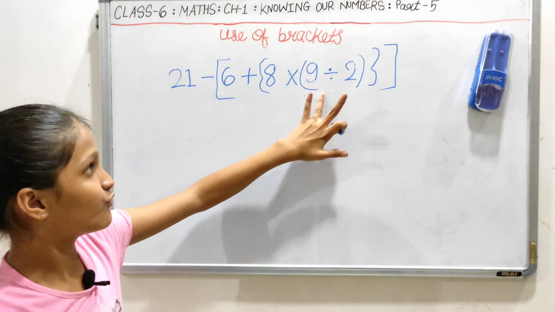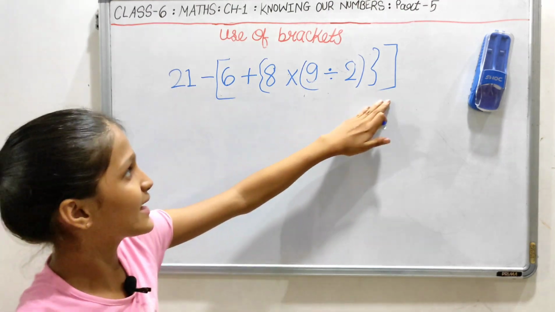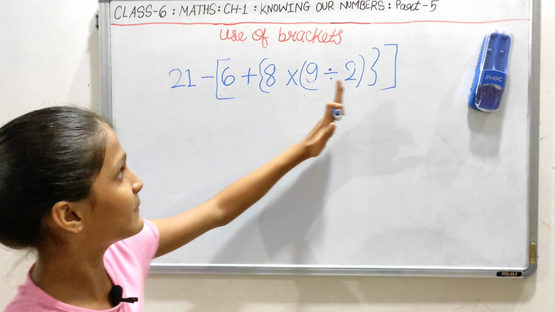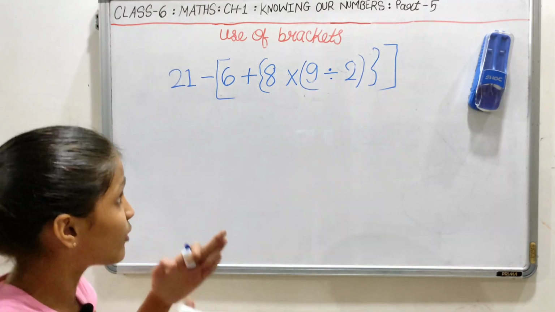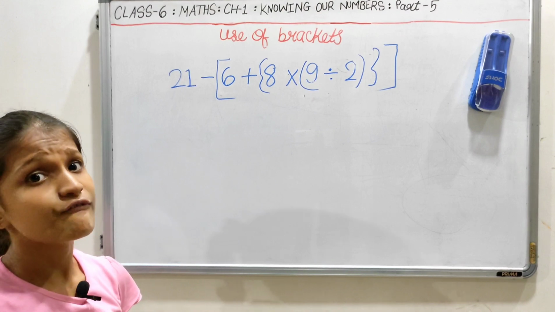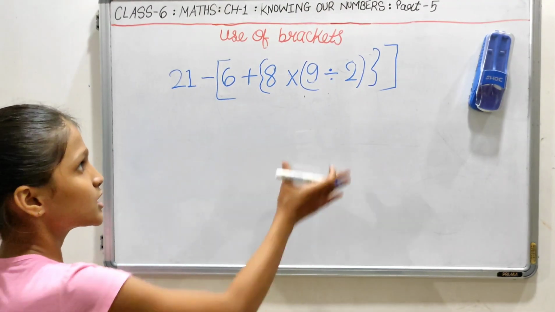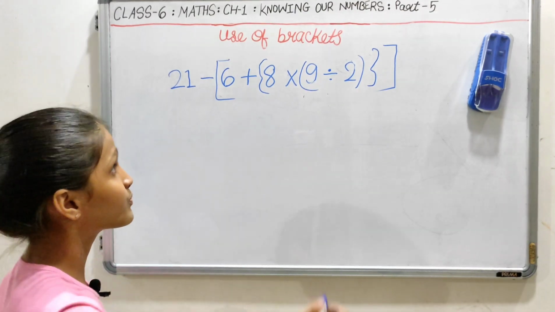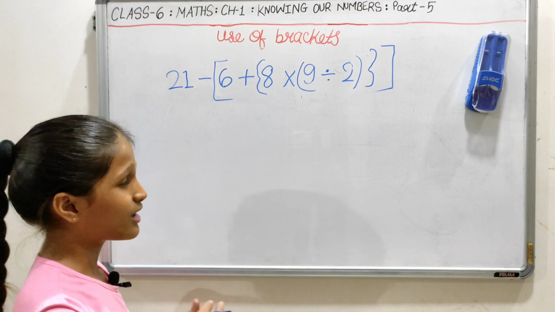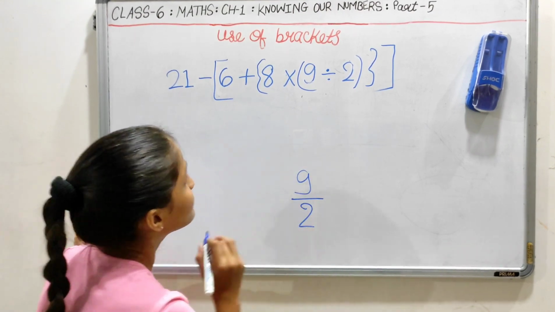So first, this is the square brackets. Now smaller we got here curly brackets, and then again smaller we got here curved brackets. So first of all we will always start from curved brackets. So 9 divided by 2, we can't just divide 9 by 2, it would come in decimal, so we can directly write 9/2 here.